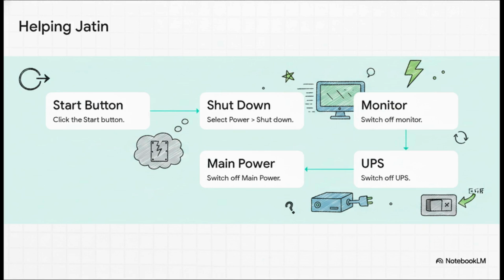1. Click the Start button. 2. Select Power, then Shut down. Only then do you move to the hardware side of things. 3. Switch off the monitor. 4. Switch off the UPS. And finally, 5. Switch off the main power button. Jutton really needs to follow the steps, guys.